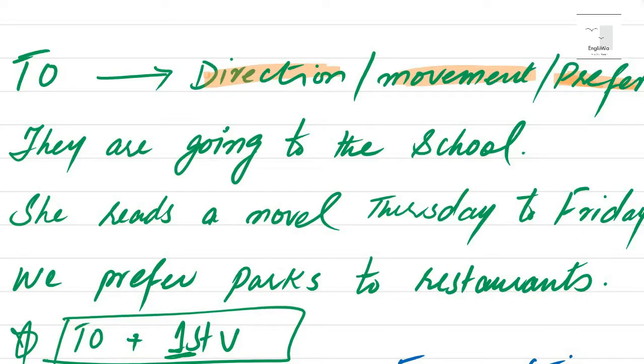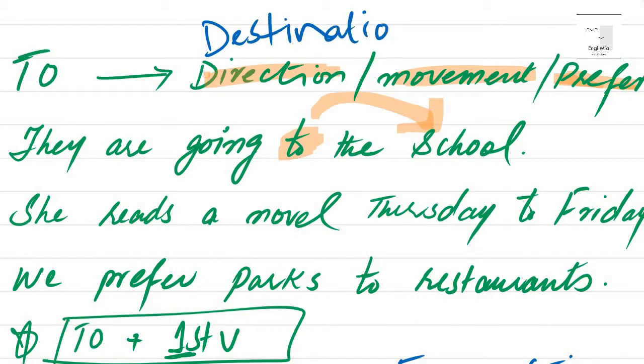the sentences. They are going to the school. It shows the direction where you are going, or the destination where you are going. So "to" is used to show the destination as well. She reads a novel Thursday to Friday. Thursday to Friday means the movement from one to the other.